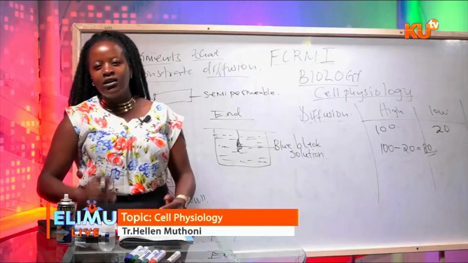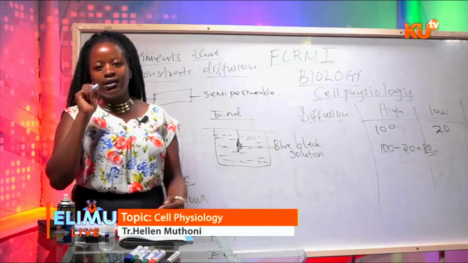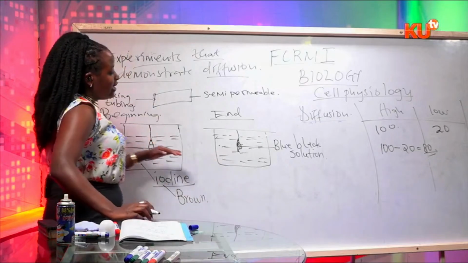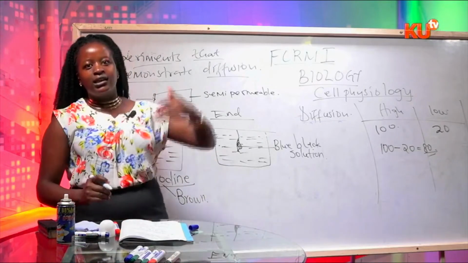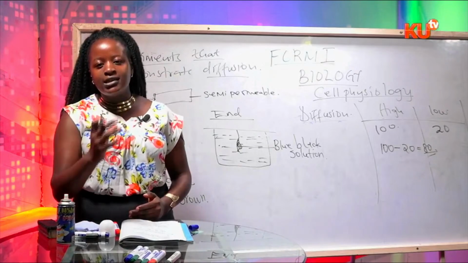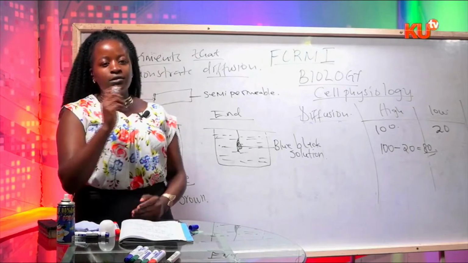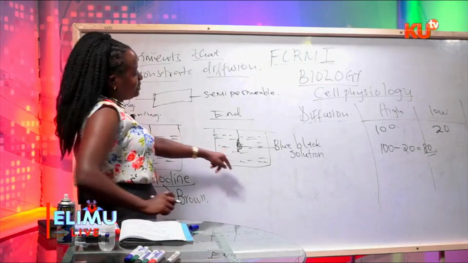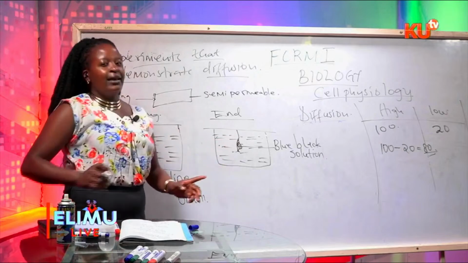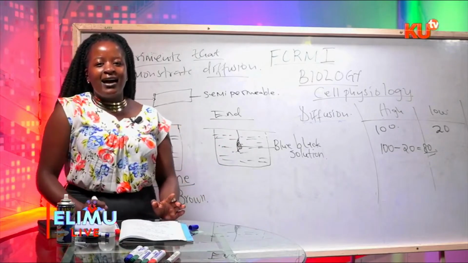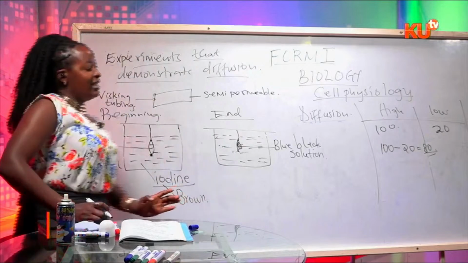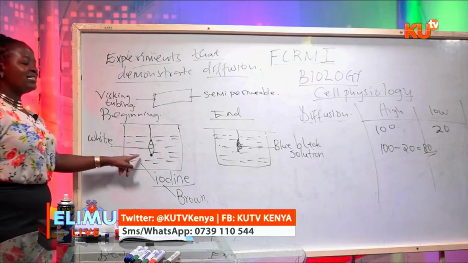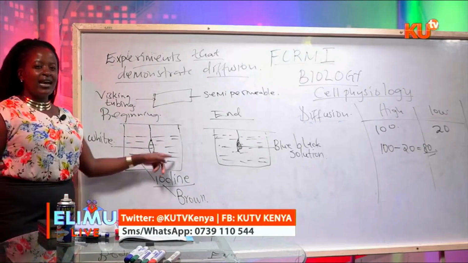An observation in biology is what you can see. If you're given this experiment and if you do it practically in the laboratory, what are you seeing? That is the observation. So the observation will be the starch solution will turn from white to blue-black. And this means that iodine is in high concentration inside the beaker.